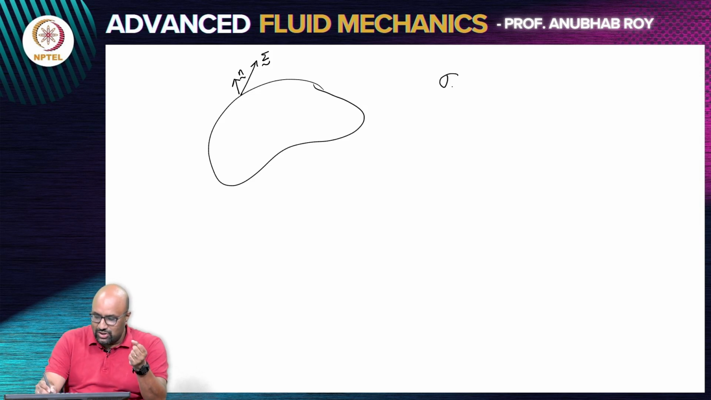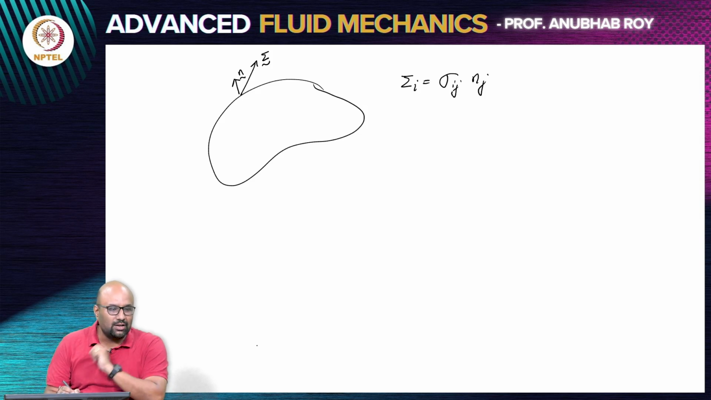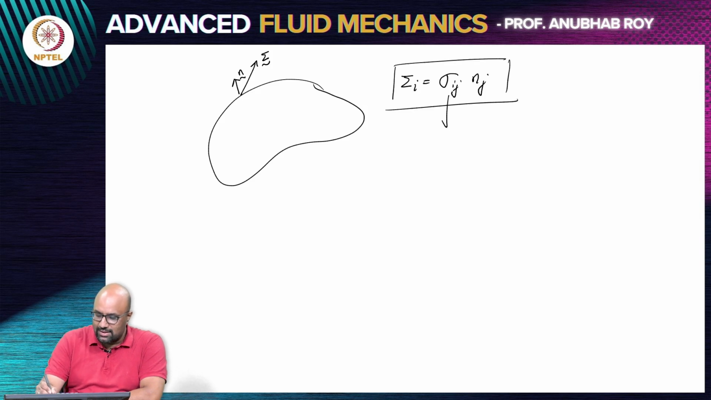So sigma ij, if you write in index notation, times nj gives us what is the surface force per unit area at a particular point, or the traction vector. So for the stress tensor, the ith component, the first index, gives you the direction of force, and the jth component gives you the direction of the unit normal.